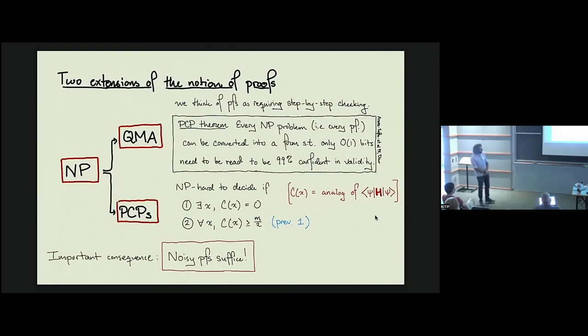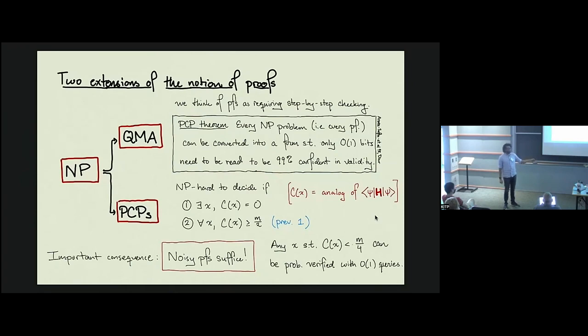But there's an important consequence of this PCP theorem, which is that now we don't exactly need perfect proofs anymore. We don't actually need to read perfect proofs, but noisy proofs suffice. And what do I mean by that? I mean, take any string x that satisfied most of the checks. So let's say here it satisfies 75% of the checks, so the value of Cx is m over 4. I claim that this string x is also a valid proof, in the sense that you could still read a constant number of queries and be convinced with 99% confidence that it was correct or not.